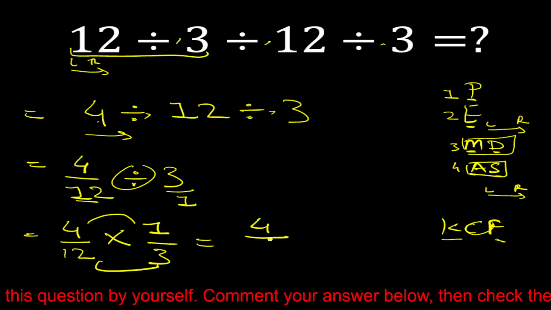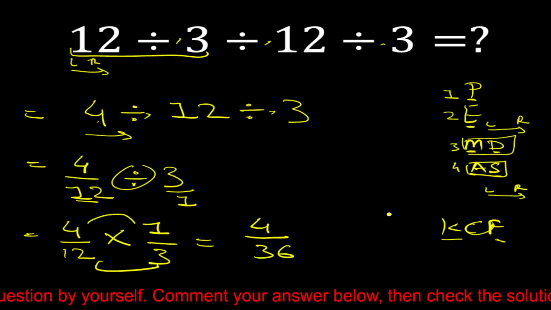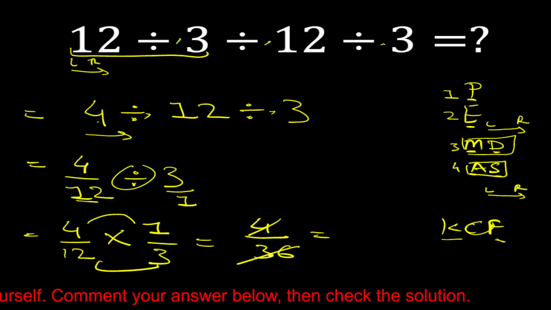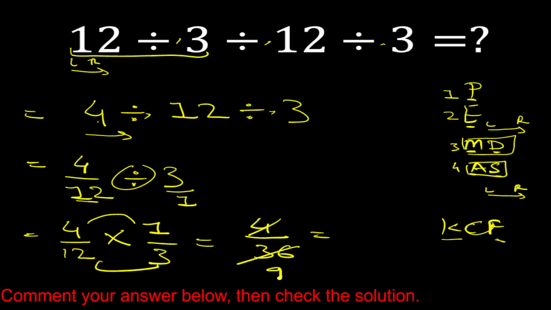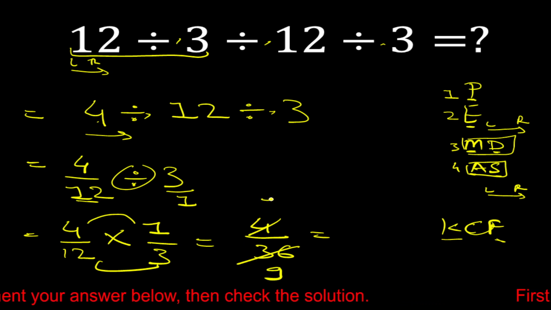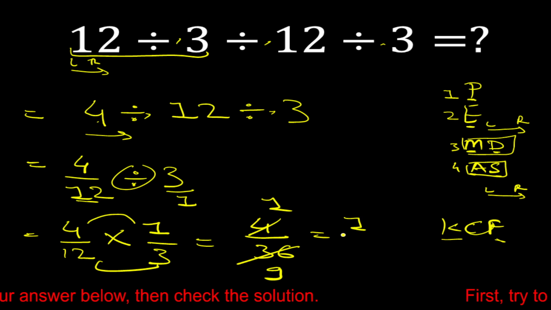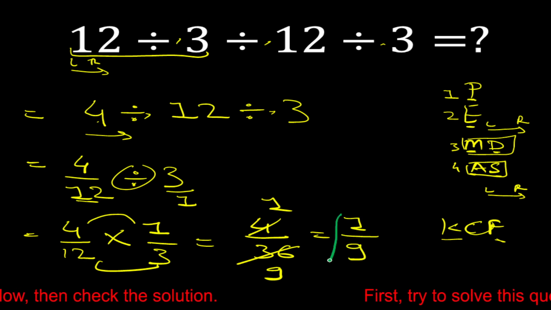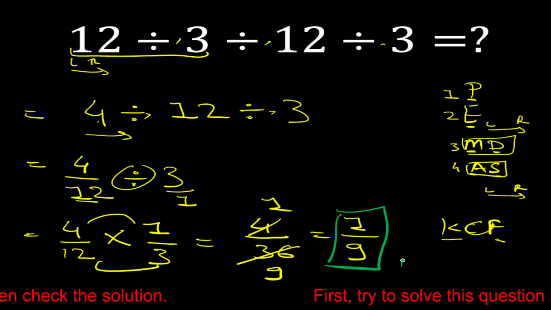12 multiply 3 is equal to 36. So 36 divided by 4 is equal to 9, and 4 divided by 4 is equal to 1. So the answer is 1 by 9. The correct answer is 1 by 9.